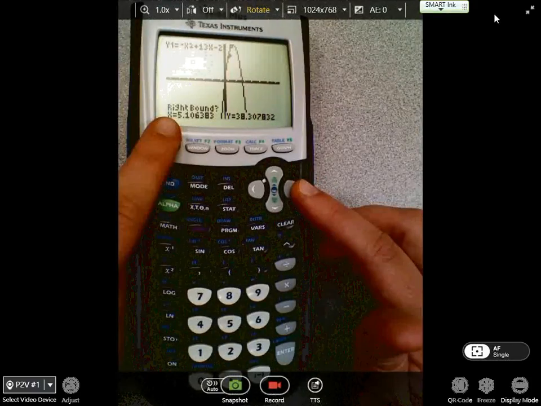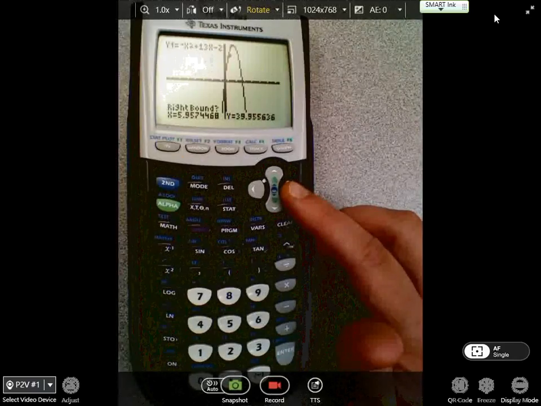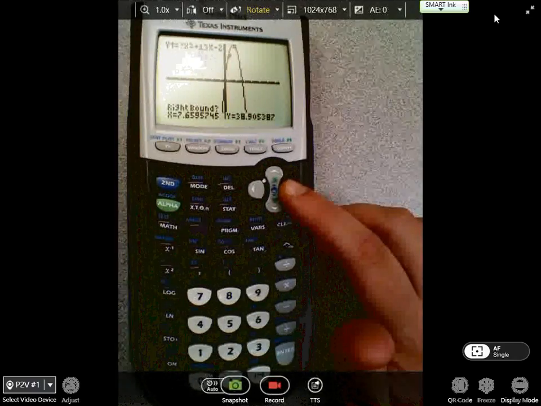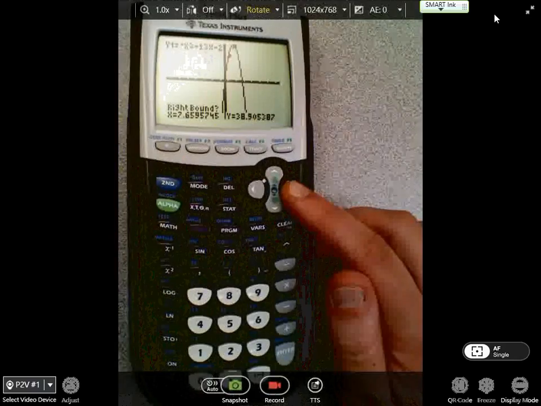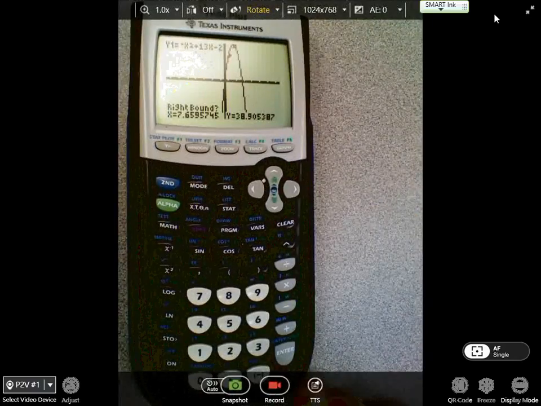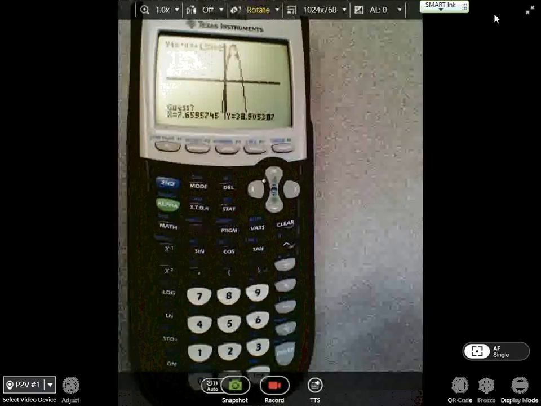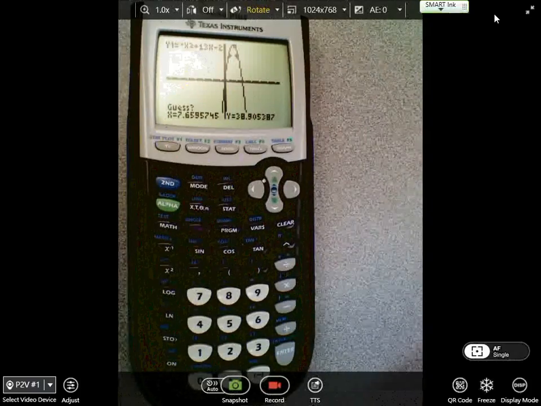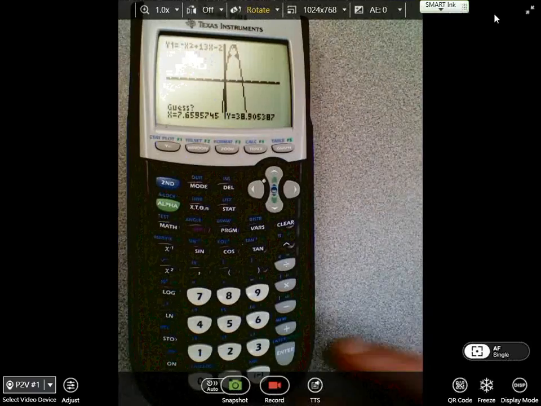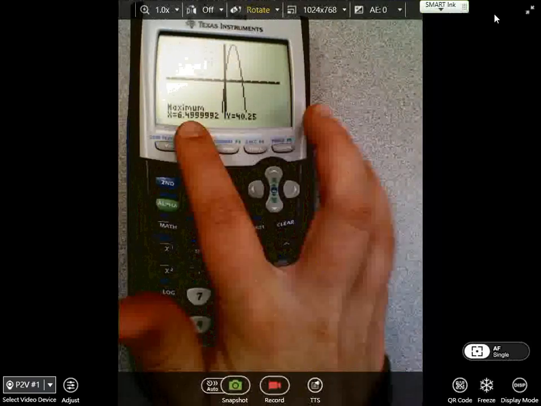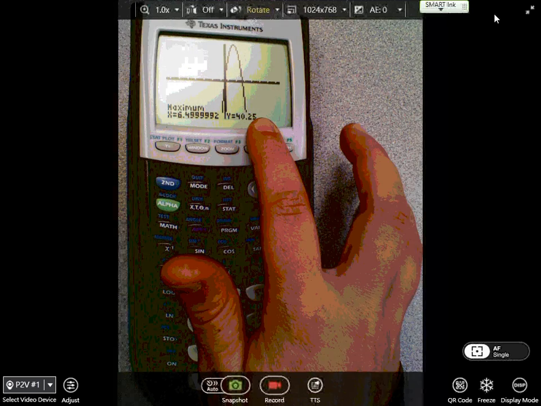Now it's asking me right bound. So I'm going to use my right arrow and I'm not sure if I'm on the right side. Now I'm sure I'm on the right side of that maximum. So now I'm going to hit enter. And still nothing has happened. It says, do you want me to guess where the maximum is? Yes. So now I just hit enter. And my maximum, it looks like 6.5, 40.25.